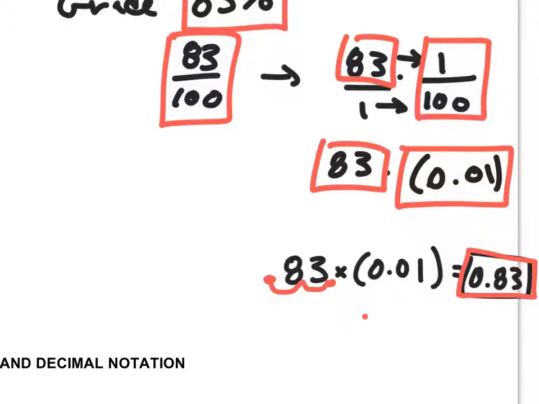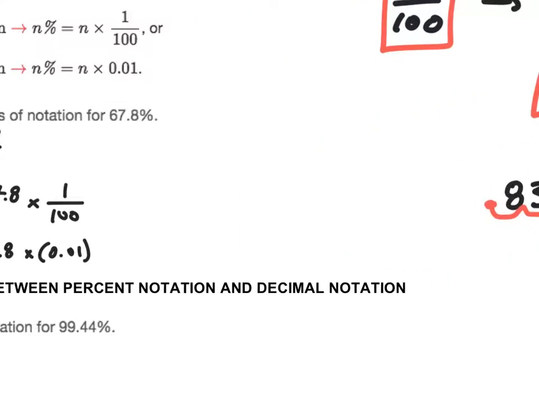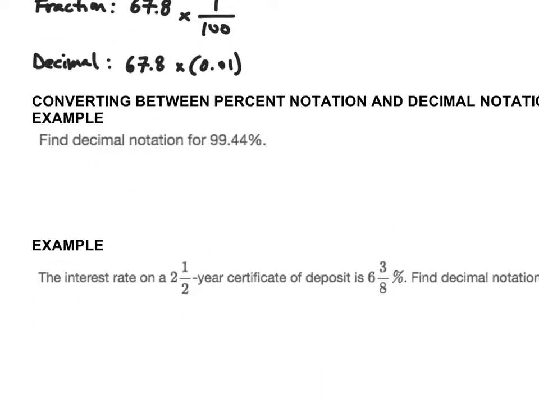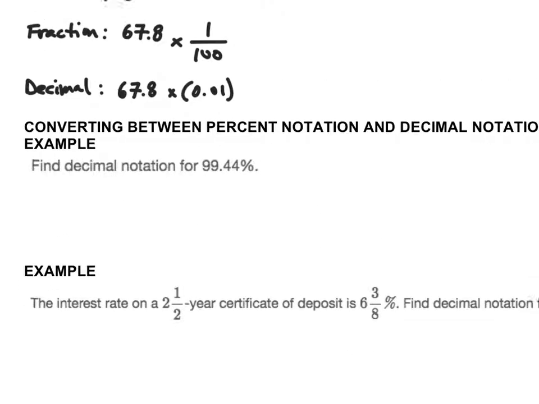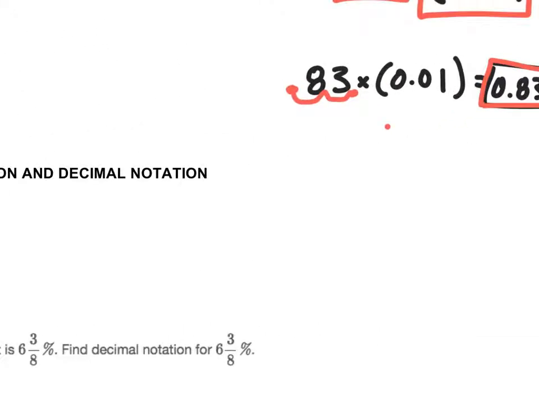And that's what we're going to do in this next part down here. Converting between percent notation and decimal notation means that we're going to move the decimal place. So move the decimal 2 spaces to the left.